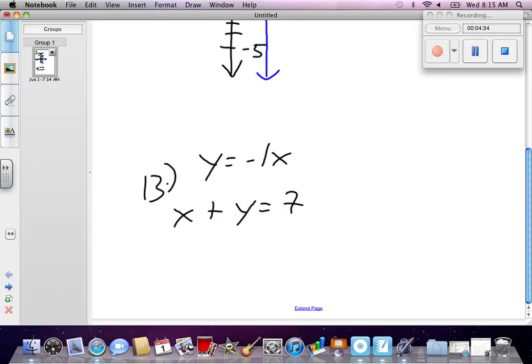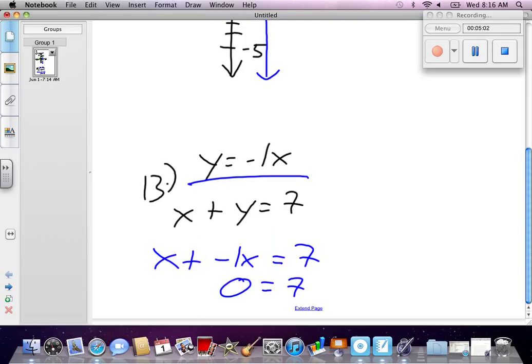In this case, I might do substitution because it already has y equals something. So then I'm going to rewrite it. X plus negative 1x equals 7. Okay. What is x minus x? We get 0 equals 7. Can you have 0 equals 7? So what would the answer to this be? No solution.